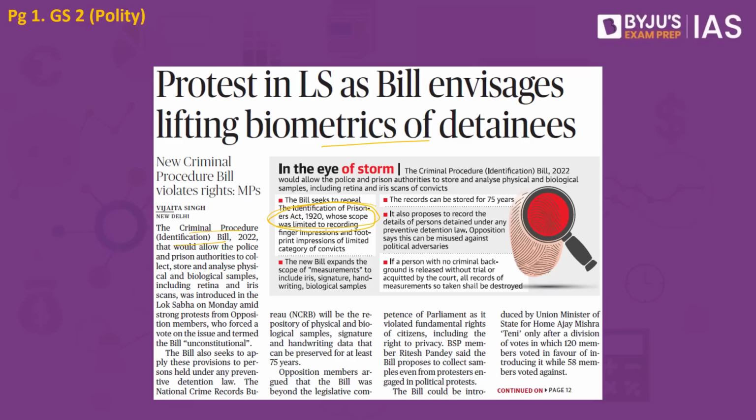Now the question is, why did the government of India come up with such an initiative? That is because the earlier law we had was the Identification of Prisoners Act of 1920. When was it drafted? It was drafted in 1920. Where are we living now? We are living in 2022. So this particular law is 102 years old. It is outdated, which is why the government of India has come up with this proposal.